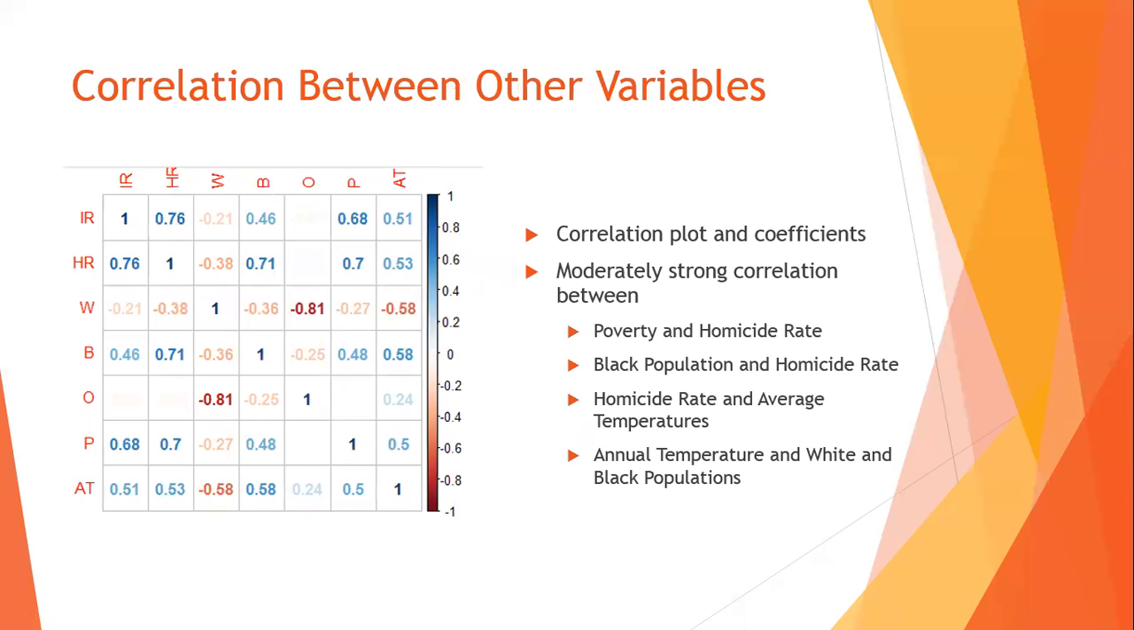So here I've included that correlation plot again, the first one we saw, but this time just with the correlation coefficients in there instead of just squares. So we can see that there is a moderately strong correlation between poverty and homicide rate, Black population and homicide rate, average annual temperature and homicide rate, and white and Black populations.